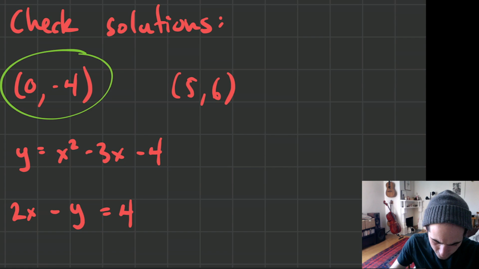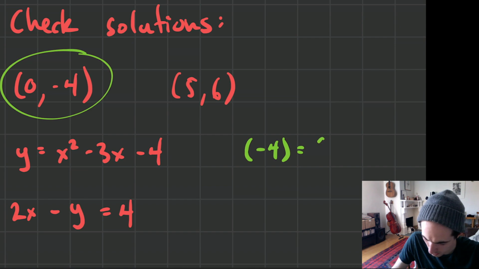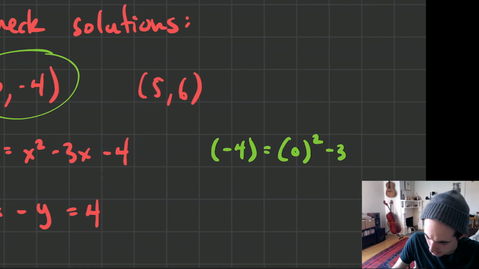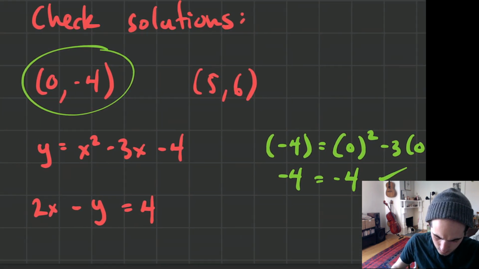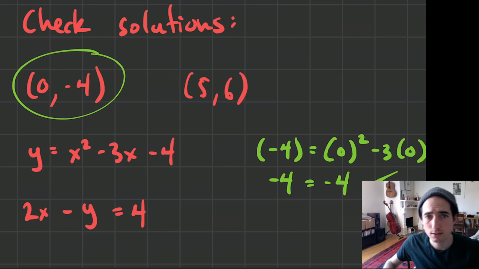So if y is equal to -4 and x is equal to 0, then let's plug those variables in. If y is equal to -4, I've got -4 equals x squared minus 3x minus 4. Well, x is 0, so I've got 0 squared minus 3 times 0 minus 4, and we've got -4 equals -4. That works.